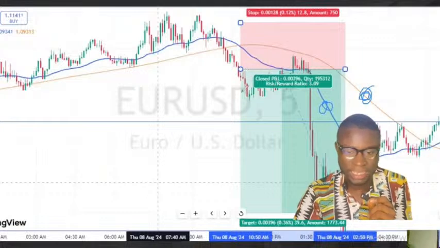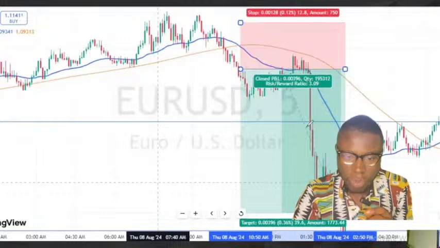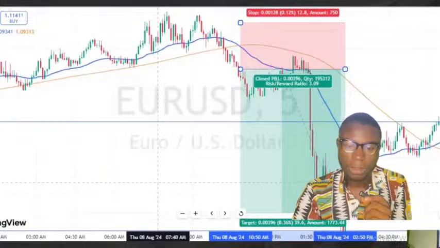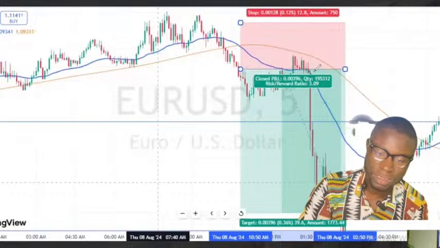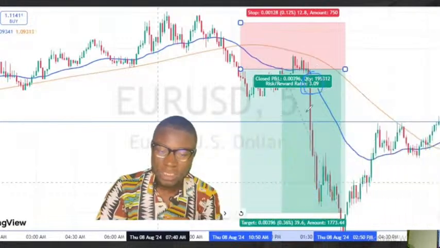Okay, so for here I was targeting, like I told you, you must target a minimum of 1:2 risk reward ratio, but you can target more. So here I targeted 1:3 risk reward ratio.